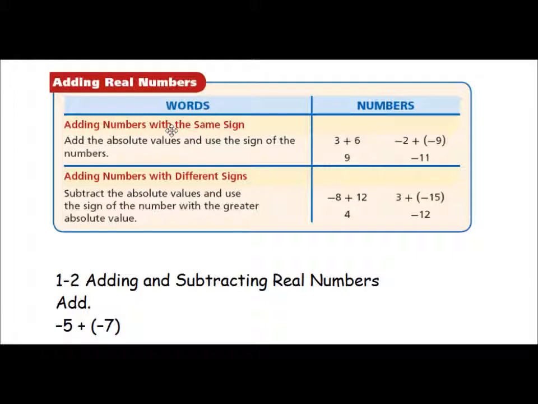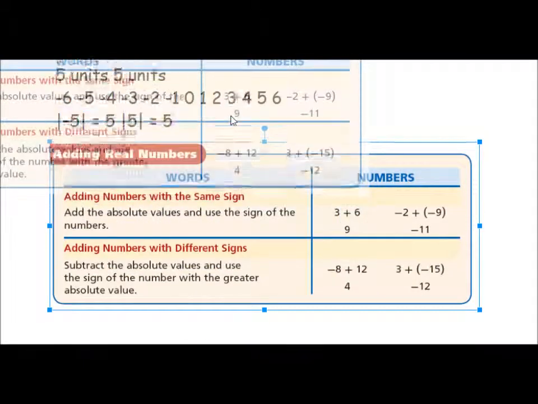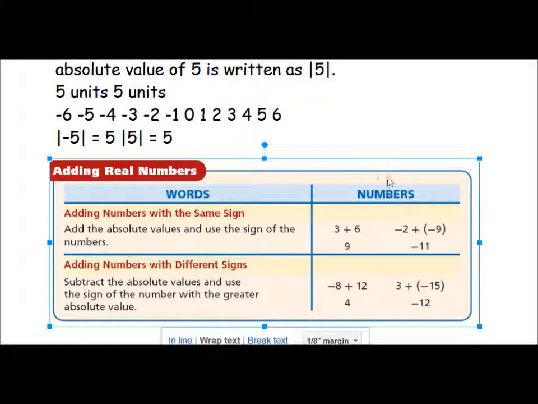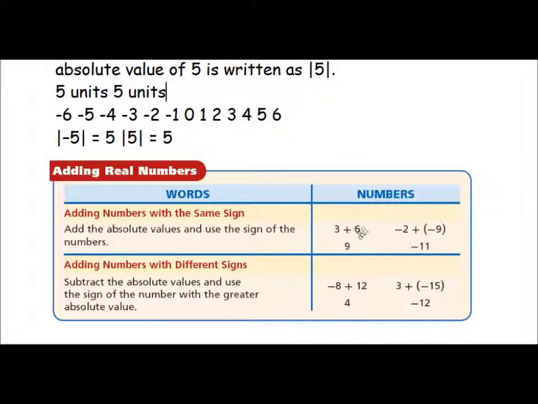Let's see some rules. Adding numbers with the same sign: add the absolute values and use the sign of the numbers. Like 3 plus 6, we just add the absolute values and write the sign, because both the numbers have the same sign. 3 plus 6 is 9. The sign is positive, so 9 is positive.